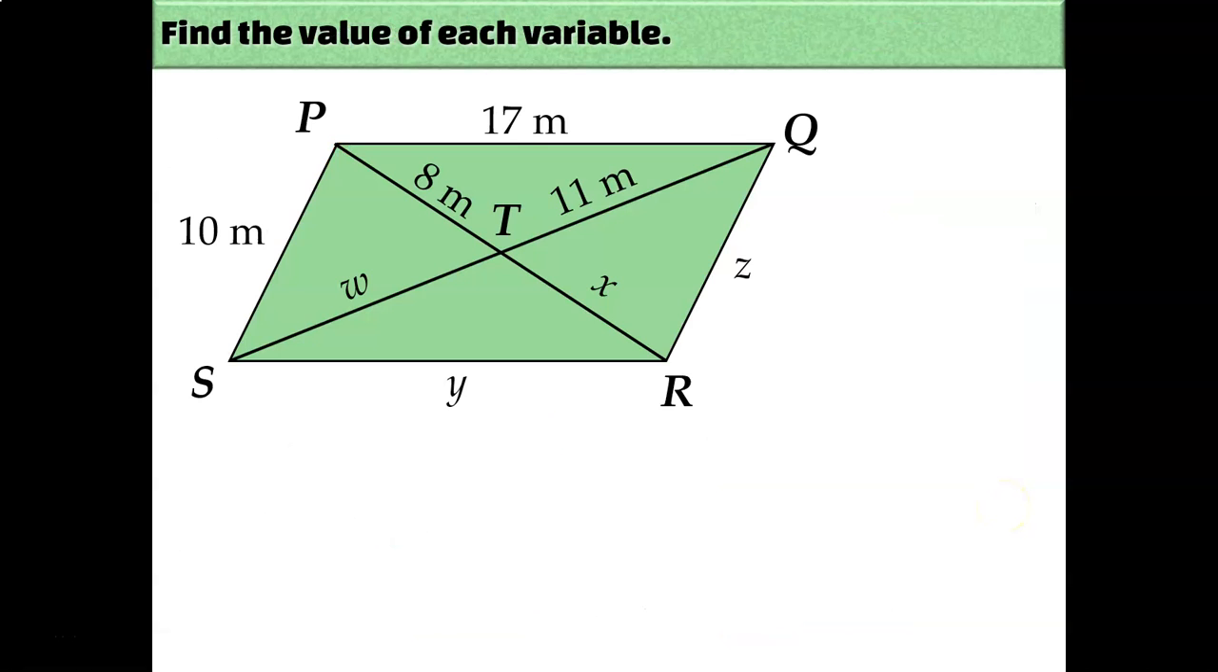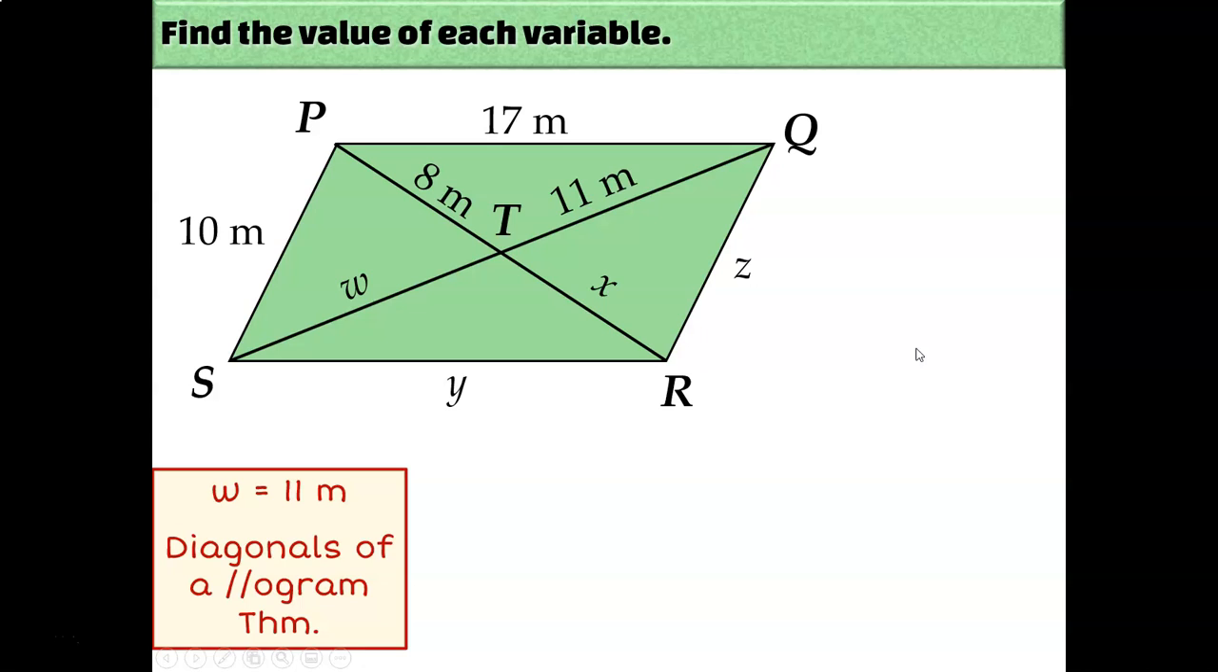Now let's see if we can calculate the value of each of these variables. Let's just go in alphabetical order. Could you figure out what W is? Well, yeah, it's kind of like what we were just talking about. The diagonals of a parallelogram bisect each other, so W has to be 11 because TQ is 11. So then what's X?